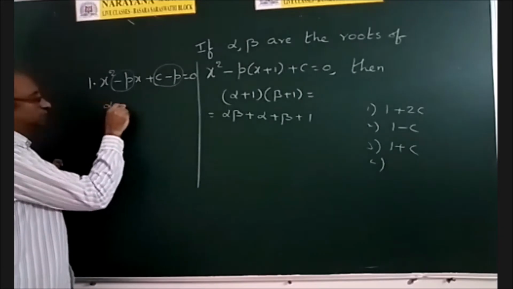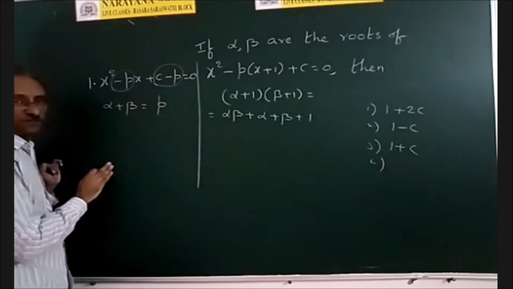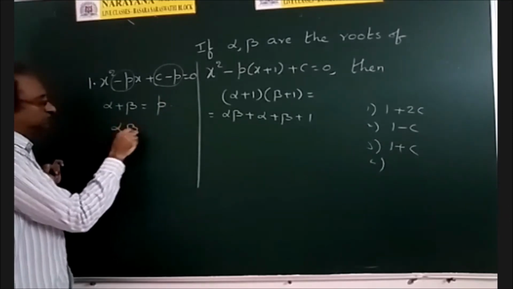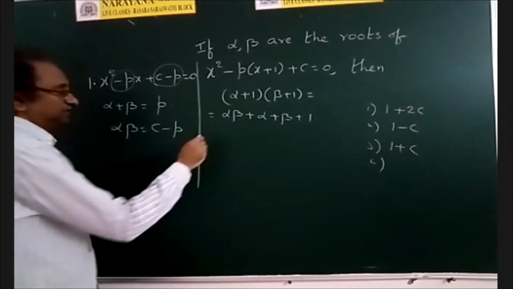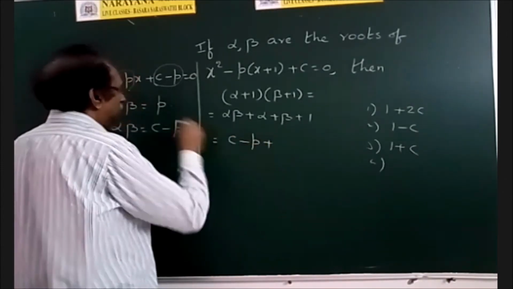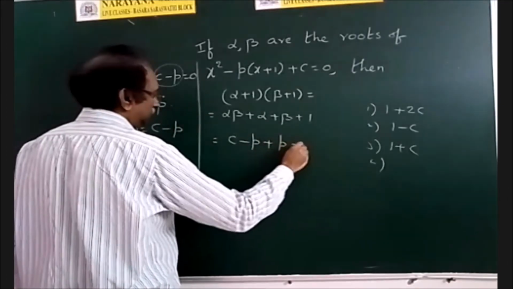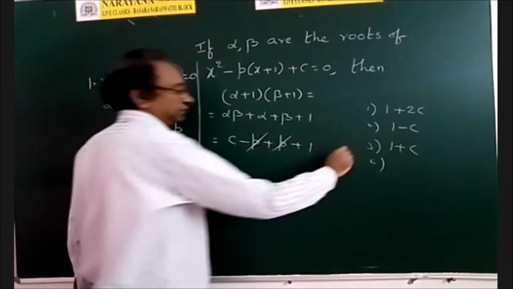Therefore, sum of the roots is minus b by a, that is p. Product of the roots is c by a, that is c minus p. Therefore, this is equal to alpha beta plus alpha plus beta plus 1, that is c minus p plus p plus 1. So the answer is c plus 1.